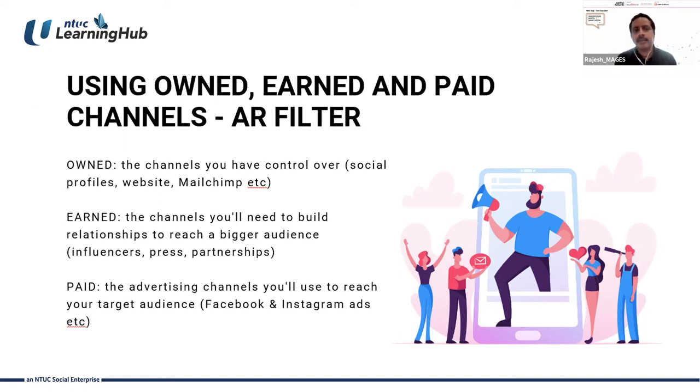Then second is earned channels. You can use influencers, press, and partnerships and ask them to promote your filter, because there will be X number of filters on Facebook and it is difficult for people to find yours. So the question is, yes, my solutions are good, but how do people find the filters? We are not Nike or Panasonic, where people follow the brands. As an individual, how do people follow across? If you're a small business owner, the way we can promote is through your own channels, influencers, promotions, partnerships, or a paid campaign so that you get bumped up above and reach your target audience.